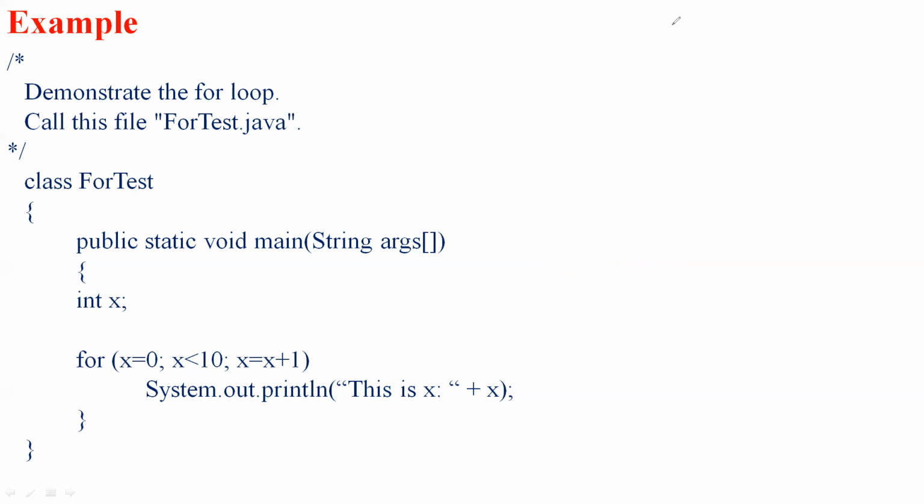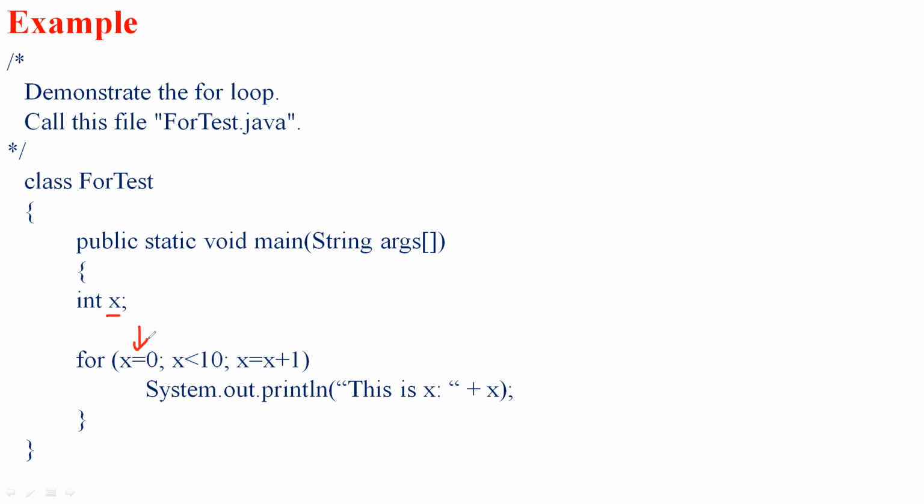So in this example, we'll have an x variable, which is of integer data type, as the loop control variable. Here I'm going to initialize x with 0. This is the initialization portion of a for loop, so I'm going to initialize the value of x to 0.